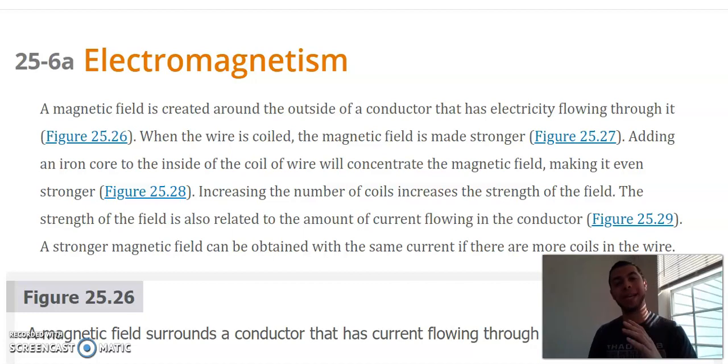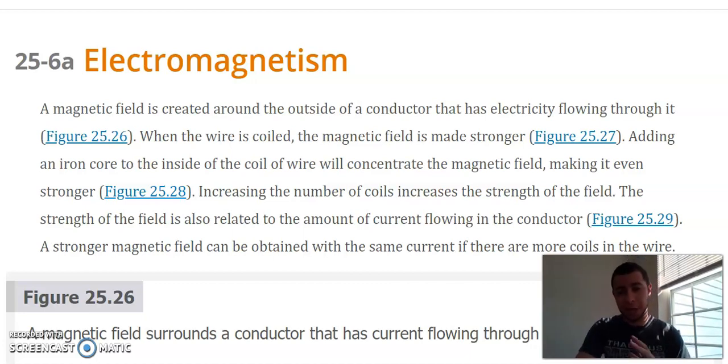When the wire is coiled, the magnetic field is made stronger. Adding an iron core to the inside of that wire will concentrate the magnetic field, making it even stronger. Increasing the number of coils increases the strength of the field. The strength of the field is also related to the amount of current flowing in the conductor. A stronger magnetic field can be obtained with the same current if there are more coils of wire.